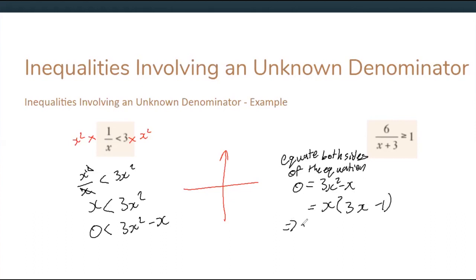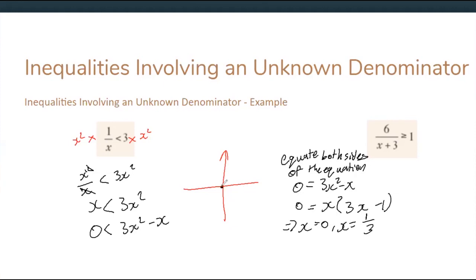So that implies that x is either equal to 0, because if this is equal to 0, that whole side is equal to 0, so this equation works, or x is equal to a third for the exact same reason, because 3 times a third is 1, and 1 minus 1 is 0. So that's all 0. So now I know that the roots of this quadratic are 0 and a third.